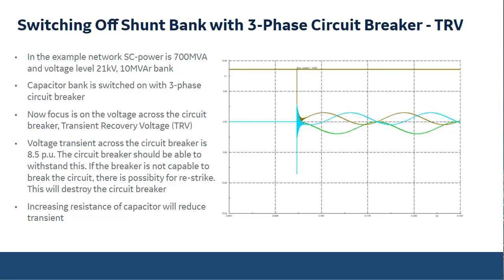Increasing the resistance of the capacitor in theory will reduce the transient, but it's not a very practical way because it will increase losses, and so on. So that's a theoretical idea; it's not really something you can practice much. So in here, you just have to choose your circuit breaker so that it will withstand it.